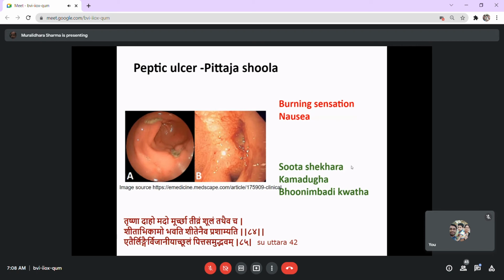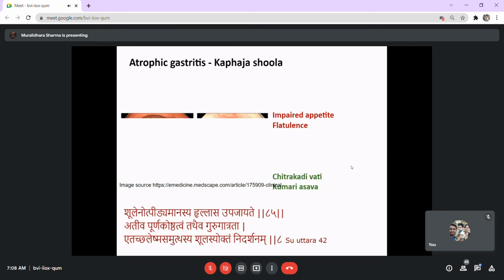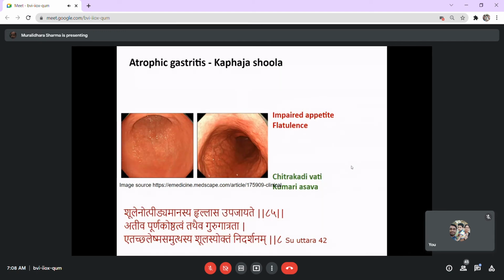So Pitta Shamaka Chikitsa is the usual treatment. Important is that endoscopes can help you to more accurately make out the dosha vitiation in case of gastric pathology. That's the point: Vataja, Pittaja or Kaphaja. Kaphaja is commonly seen in case of atrophic gastritis.